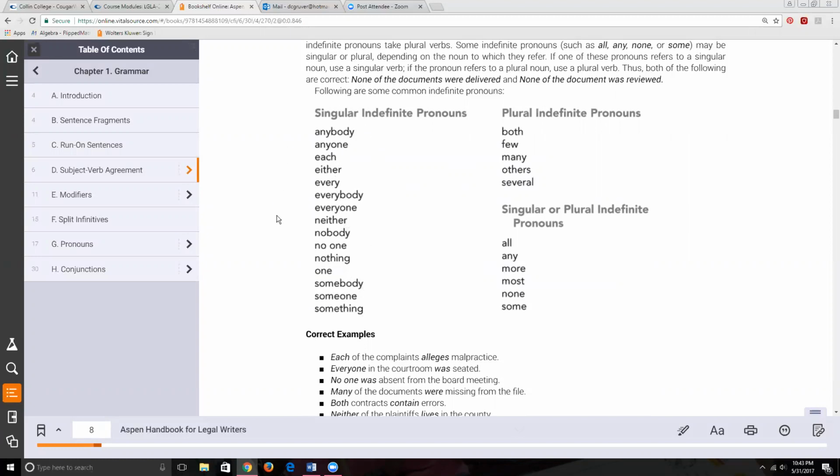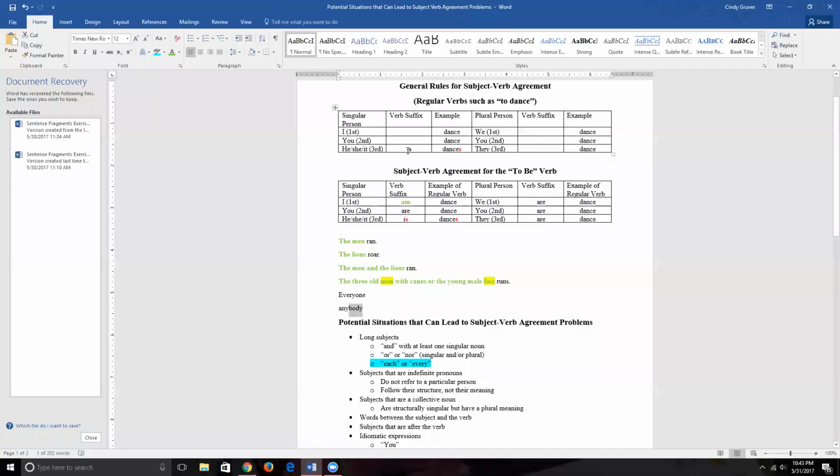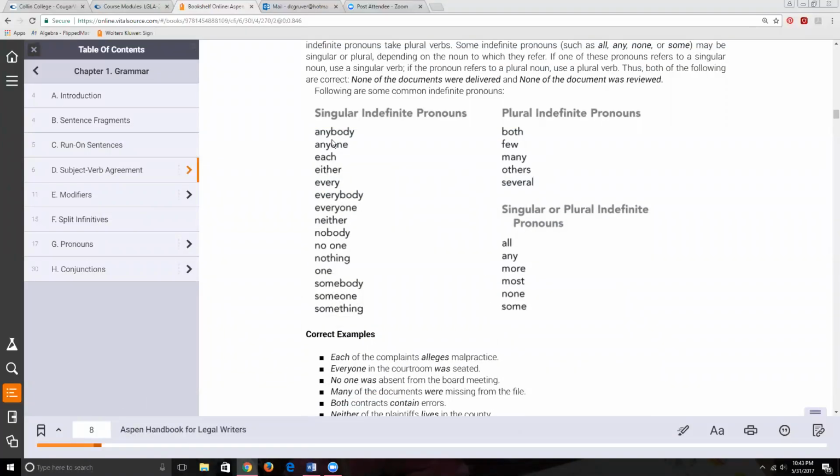So all of these are like the he, she, it word. All of these would take the S. So if we're talking about, let's just conjugate dances, the word dance. Anybody dances, anyone dances, each dances, either dances, every dances. Doesn't make a lot of sense, but everybody dances, everyone dances, neither dances, nobody dances, no one dances, nothing dances, one dances, somebody dances, someone dances, something dances.